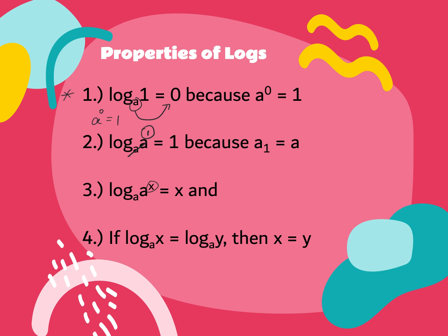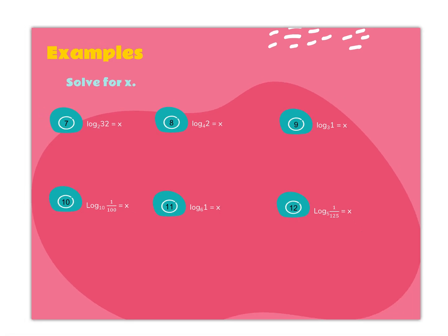Because think of it like this, A to the x equals A to the x, and that's true. And then the last one says if log base A of x equals log base A of y, then x and y must be equal. And that's true too, because log A and log A are exactly the same, so if they're equal to each other, it means the x and the y also have to be equal. But for that to happen, the bases have to be the same. So let's do a bunch of problems and solve these equations with logs and see how it all works out.